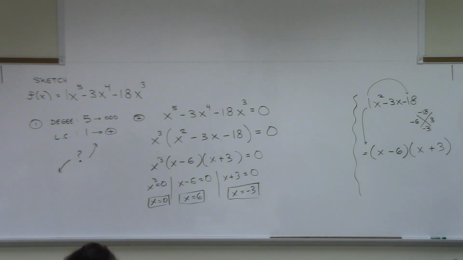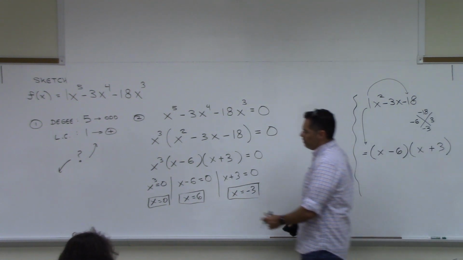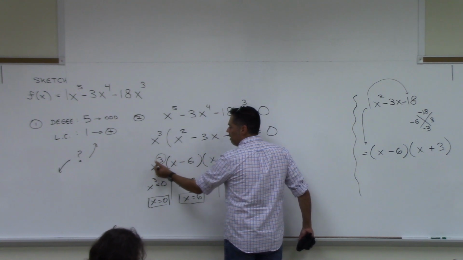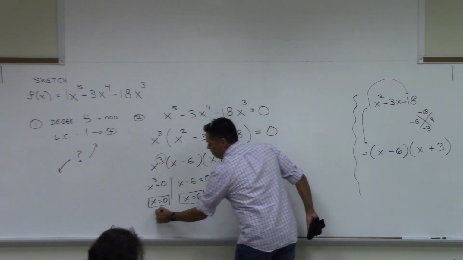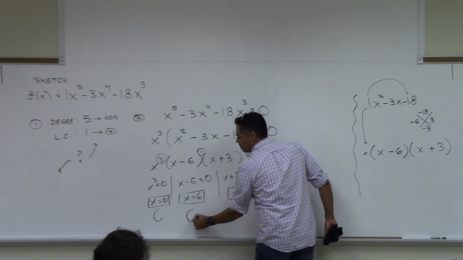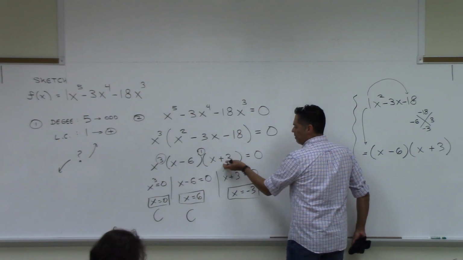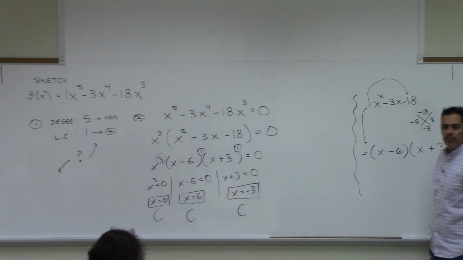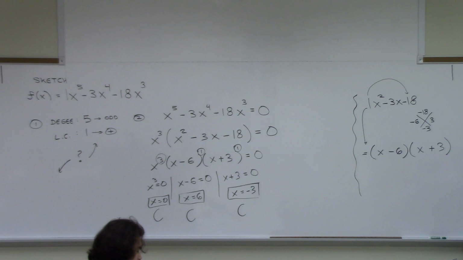What now? Multiplicity, bounce cross, right? Bounce cross. So look at this factor, this x-intercept came from this factor. Look at the power here. Odd, right? Cross. This came from this factor. Power here, odd. We're going to cross. Negative 3 came from this factor. Power here, odd. We're going to cross. So it's crossing everywhere, right? At every one of the x-intercepts we're crossing through.